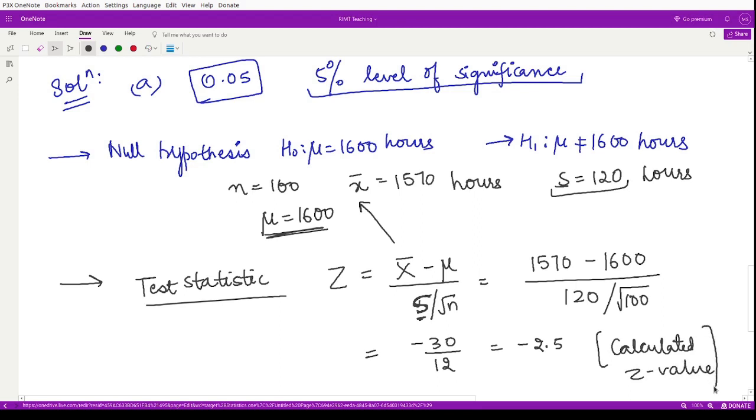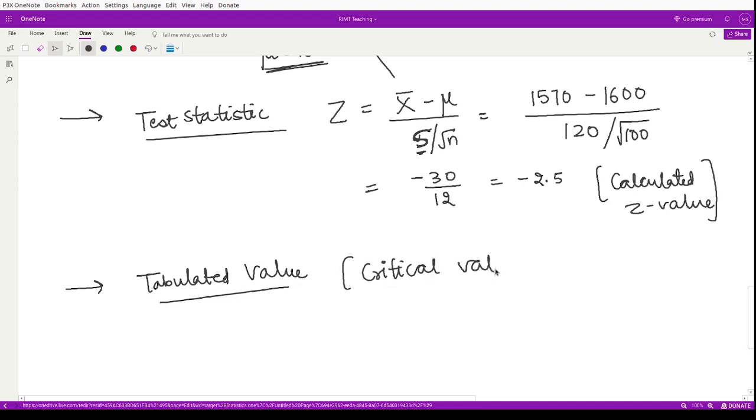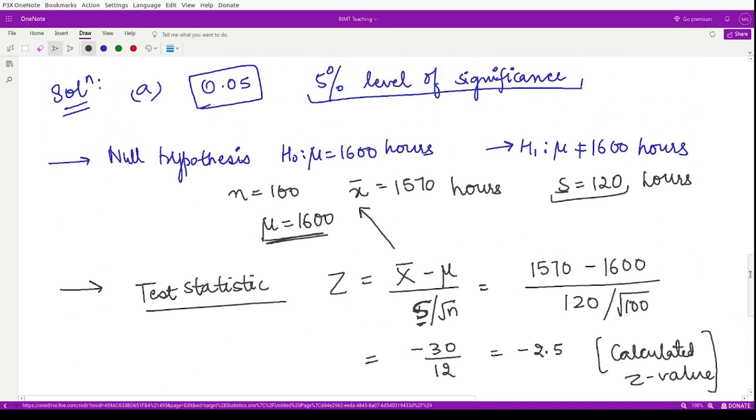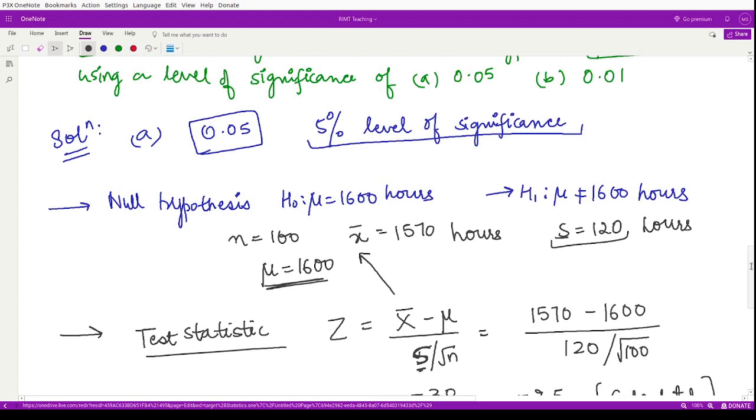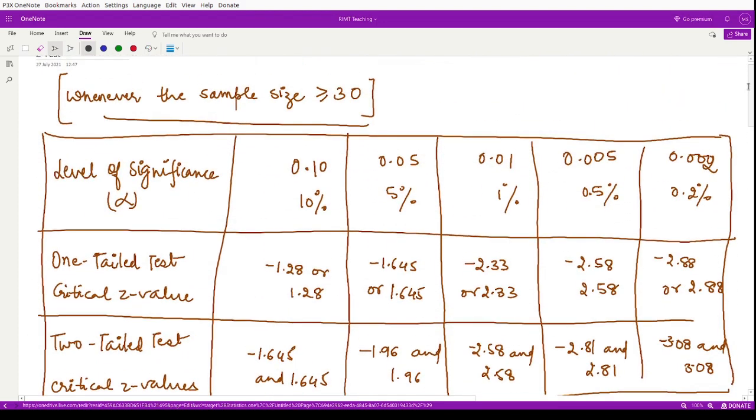Now once you have your calculated z value, the next thing is to get the tabulated value. How do you get the tabulated value? You'll go and look for the critical values. For the critical value here, we only require the level of significance, which is given as 5%. So we'll go and look at the table for the z distribution.